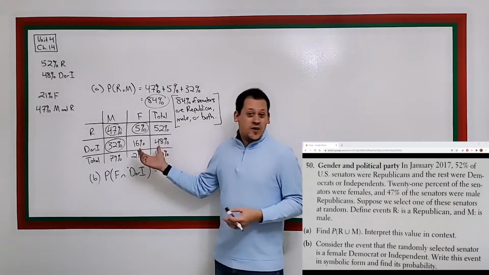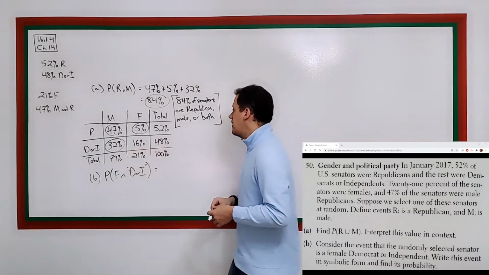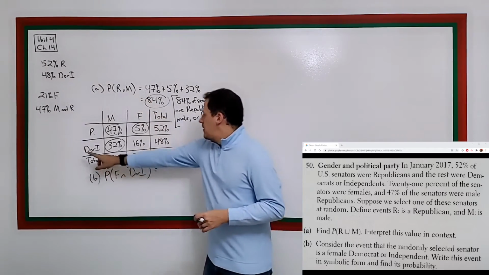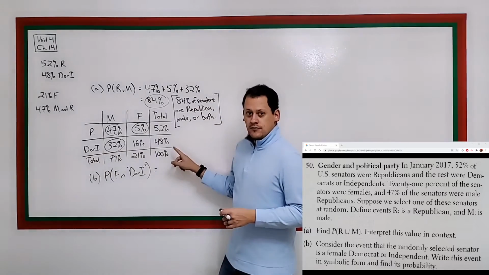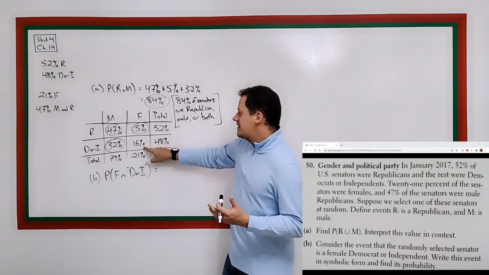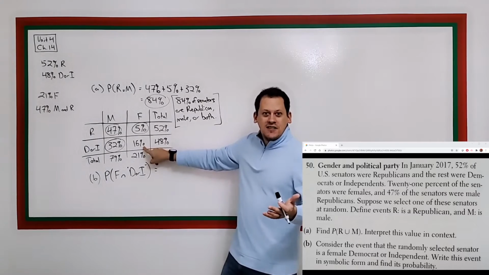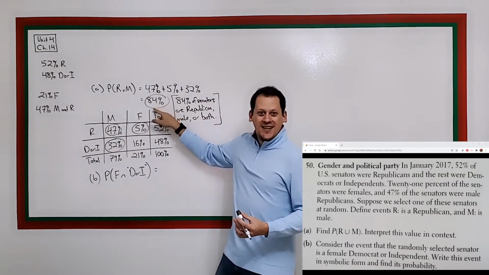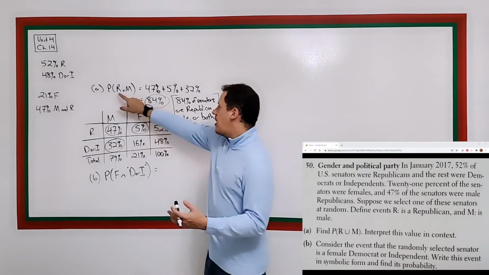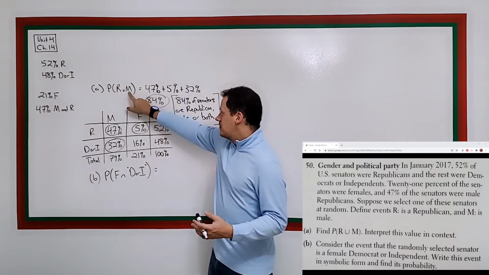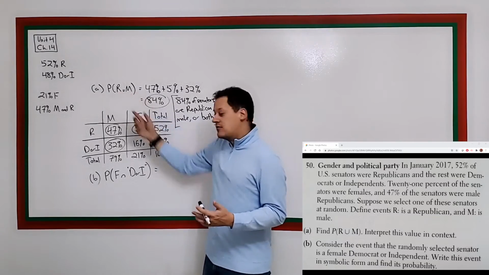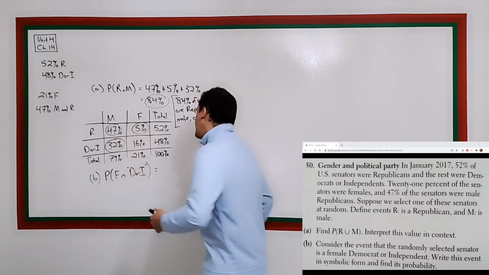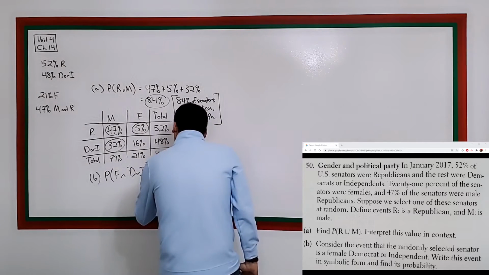Well, we can look through our two-way table that's complete here, and they have to be female in this column, Democrat or independent in this row. The only cell that's both is this one. And it turns out to be the only one that we didn't consider for this problem, because all senators are either Republican, male, Republican and male, or female and Democrat or independent. Those are the only four choices. So this is 16%.